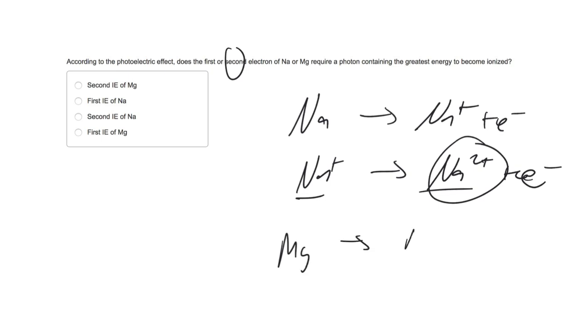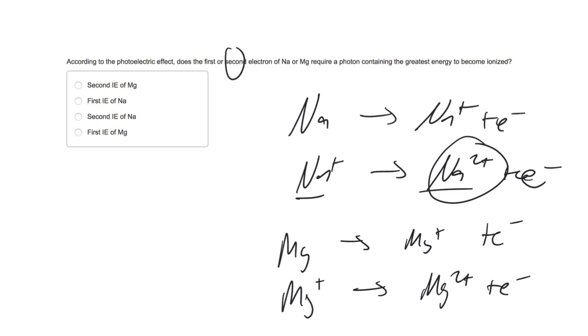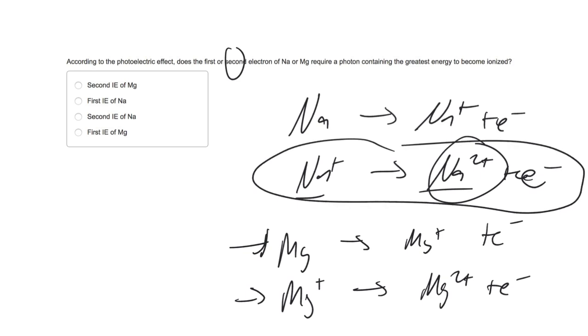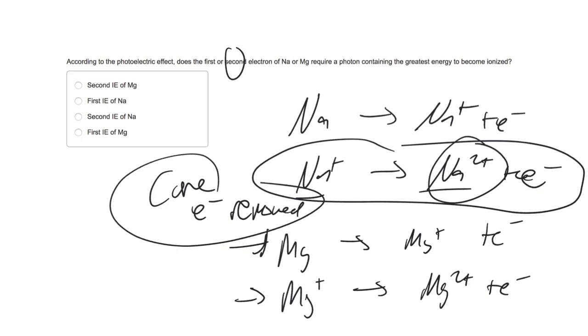Magnesium to magnesium plus an electron. The second ionization is just the plus going to 2 plus, where we're not yet removing a core electron. So this ionization, while higher than the first ionization, is likely not going to be higher than sodium second. Sodium second, because it's the core electron removal, is going to be a lot higher. So anytime we have a core electron removed, we get a really high ionization energy. And so we're going to get a higher second ionization energy for sodium.